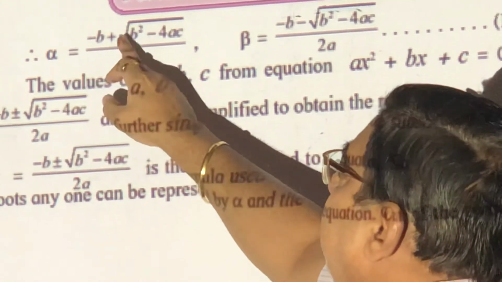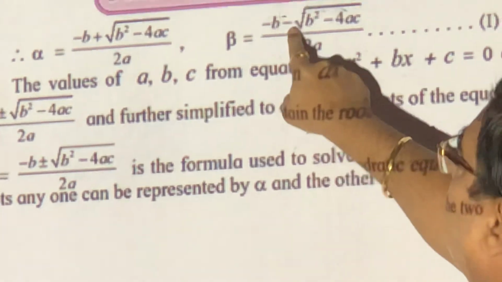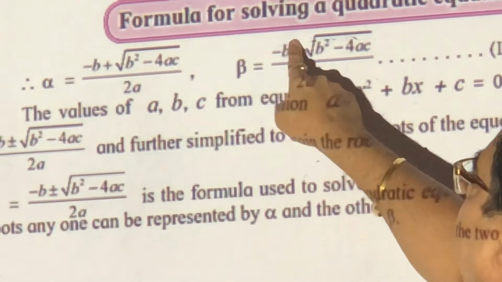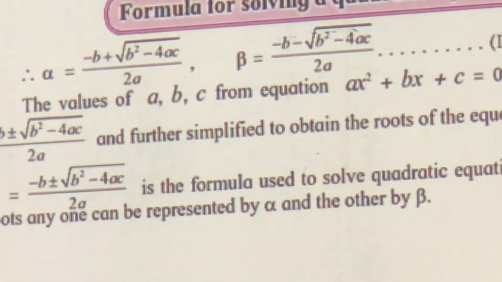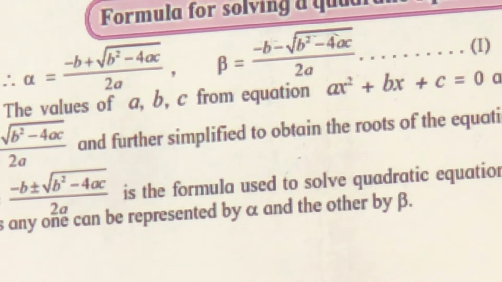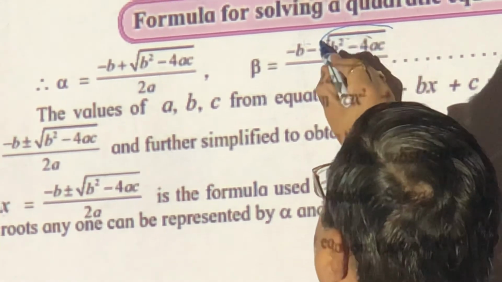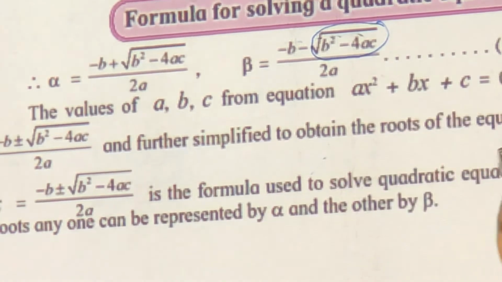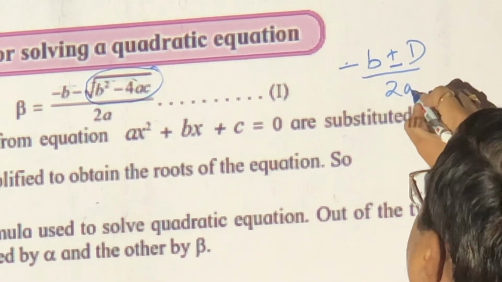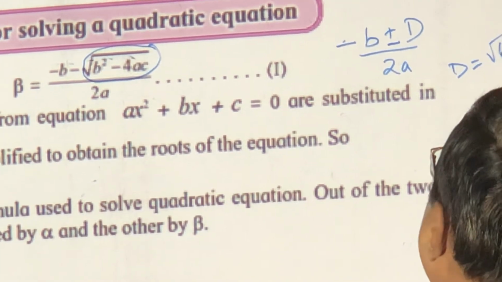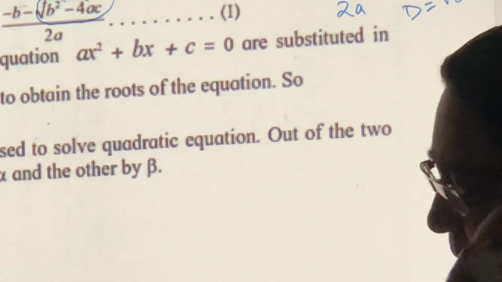Alpha is minus b plus or minus root of b square minus 4ac upon 2a. Only difference is plus and minus. Now, my friends, this looks so difficult. So that's why this part is common. We write minus b plus or minus root d upon 2a, where d is b square minus 4ac. We make it simple. D is called the discriminant. We will see later.